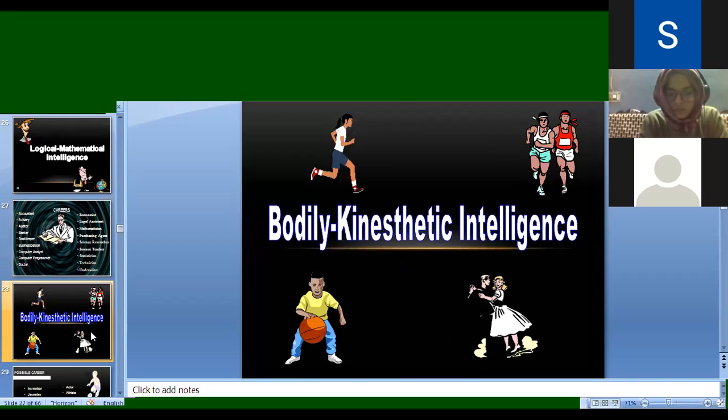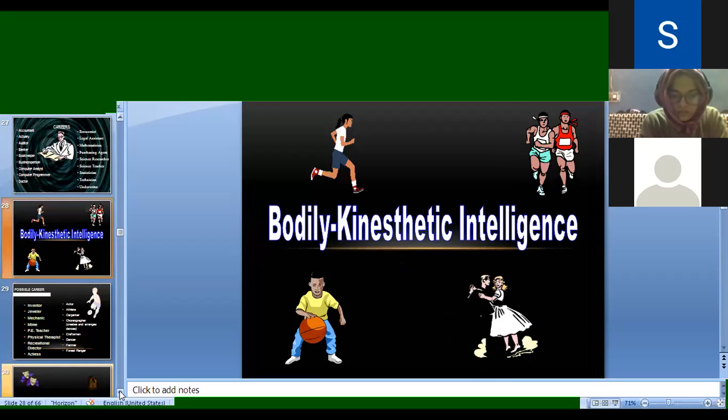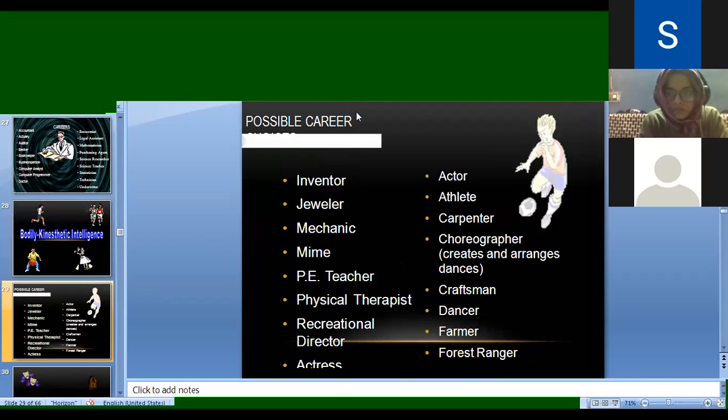Then came bodily kinesthetic intelligence also. See, everybody can't dance, everybody can't be playing, everybody can't be good at sports. So he recognized the persons who are good at these abilities, they are also intelligent in that field. And in this, he included jewelers, mechanics, physical education teachers, physical therapists, recreationals, dancers, choreographer, carpenters, athletes, actors, and all, they were included into this category, or these are the people who will be high on their bodily kinesthetic intelligence, especially the dancers and the sports people.